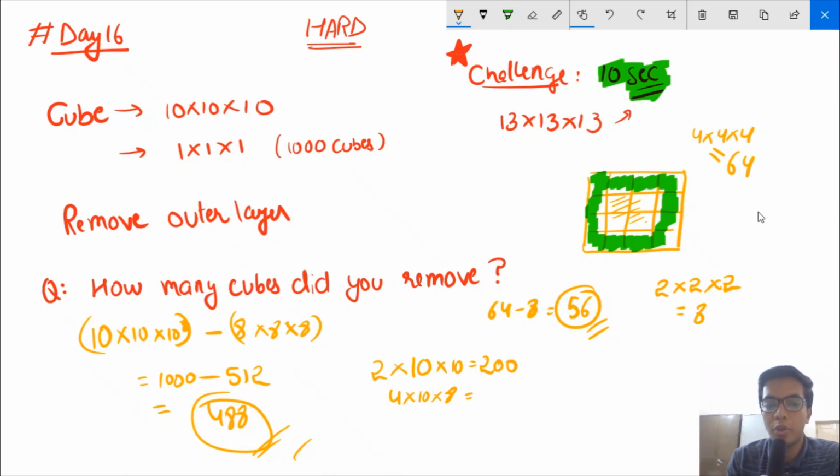So it will be 2 into 10 into 8, and the remaining one will be 8 into 8, I guess. 2 into 8 into 8. Let's see. This is 160. This is what? 8 8s are 64. 64 twice is 128. So yes, 488.